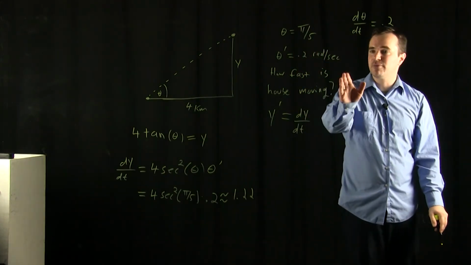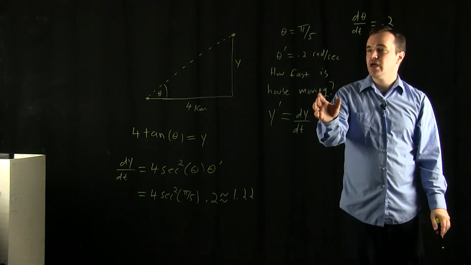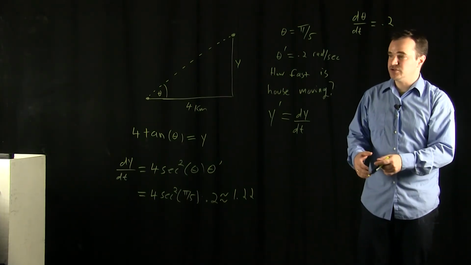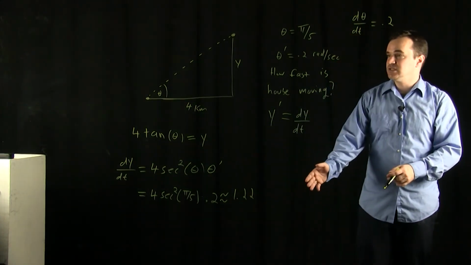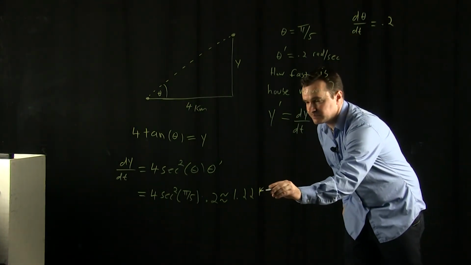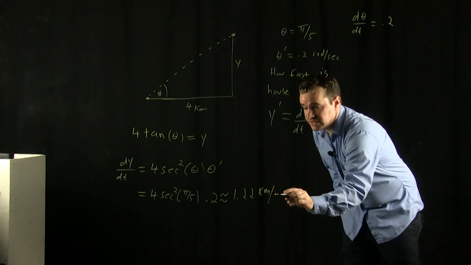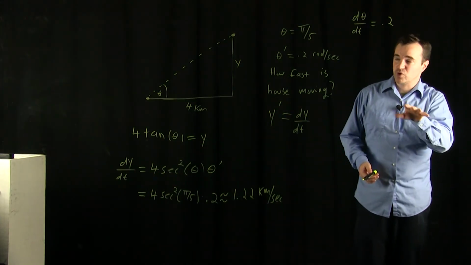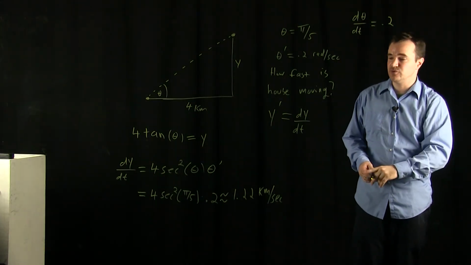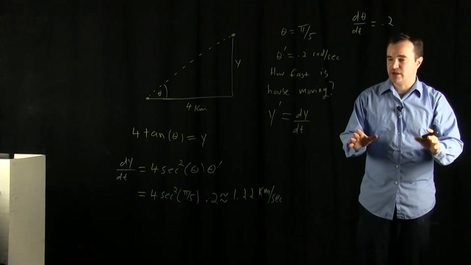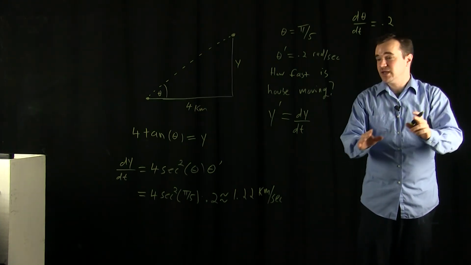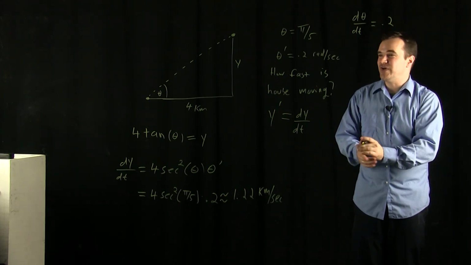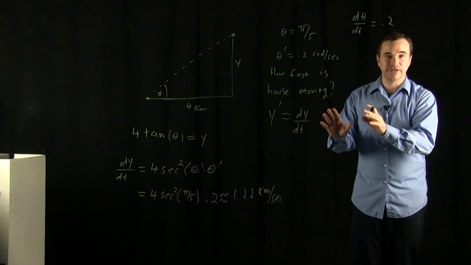And how can we properly answer the question? So how fast is the house moving? We should keep track of our units. We've got dy dt. Y is in kilometers, and t is in seconds. So based on just your recording of how fast that radian angle is moving, you can now determine that your house must be slipping away at 1.22 kilometers per second. So that's at least one of these related rates kind of problems.